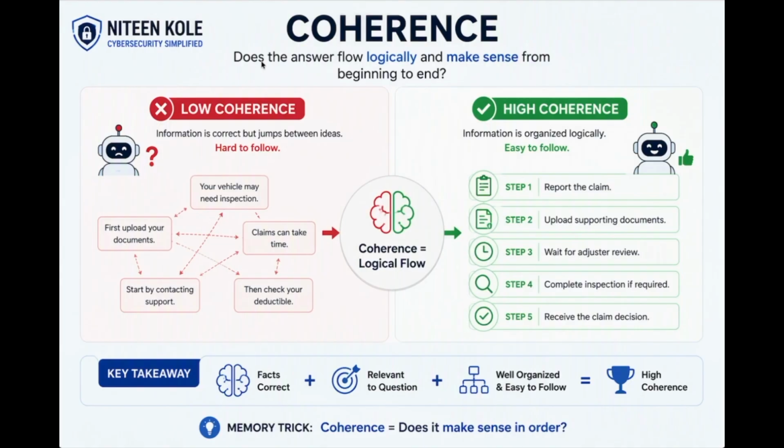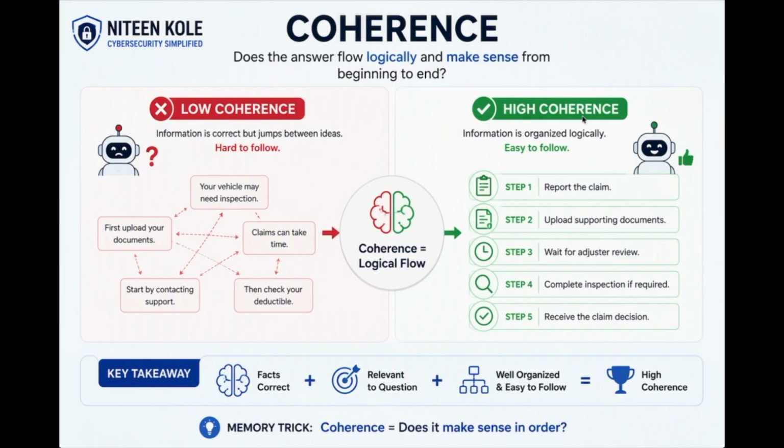Let's look at these two responses. Low coherence: upload documents, claims take time, check your deductible, contact support, inspection may be required. Nothing is technically wrong, but the ideas jump around. The user has to mentally connect everything. It's difficult to follow. High coherence: Step 1, report the claim.